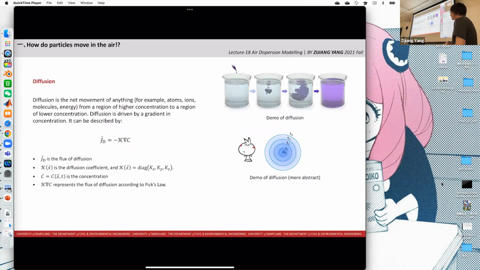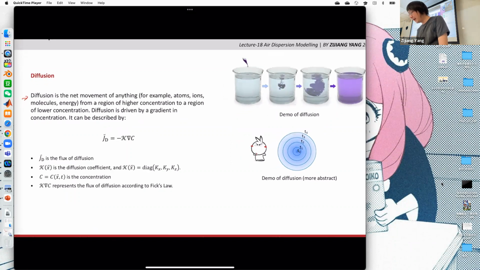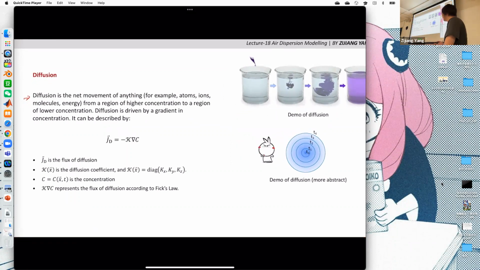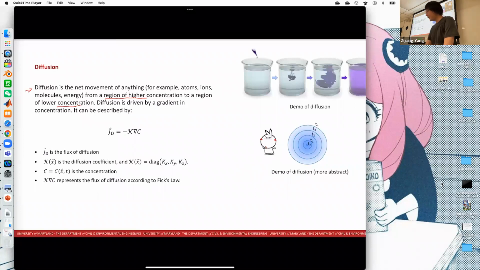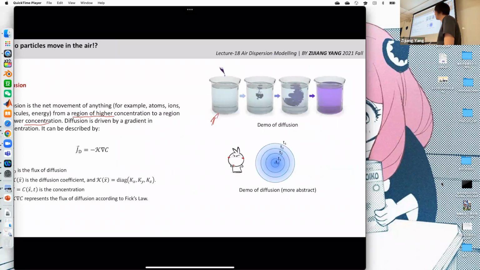The next movement type is diffusion. Diffusion is the net movement of anything, it could be an atom, a particle, or maybe energy, from a region of higher concentration to a region of lower concentration. Intuitively, when we speak of diffusion, we may imagine something like this. We have a beaker with water, and then we add some dye to this solution. Even though we do not mix or disturb the water, we can imagine that the dye will diffuse and fill the whole beaker, and finally it will be uniform, something like this.